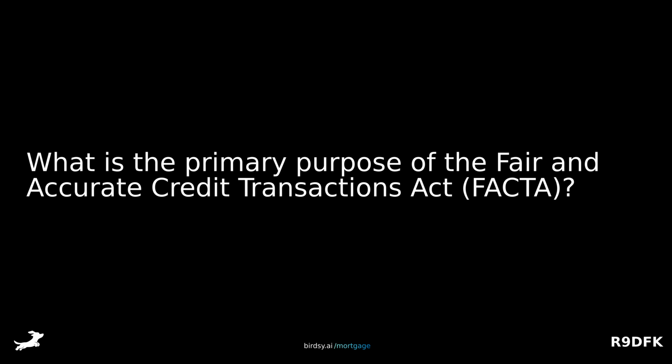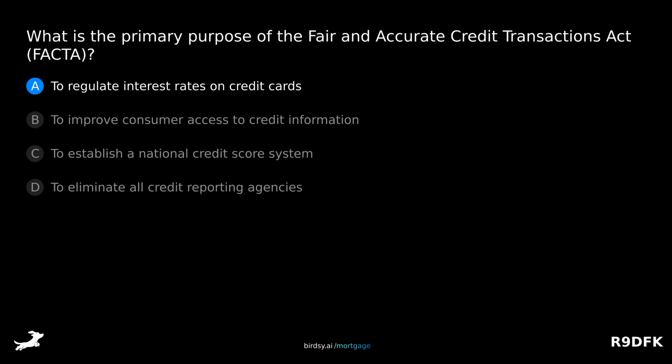What is the primary purpose of the Fair and Accurate Credit Transactions Act? Is it A, to regulate interest rates on credit cards? B, to improve consumer access to credit information? C, to establish a national credit score system? Or D, to eliminate all credit reporting agencies?